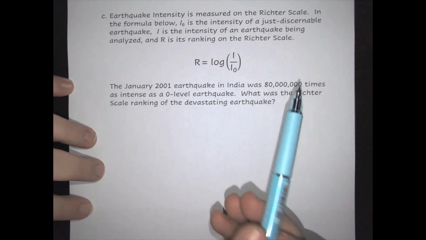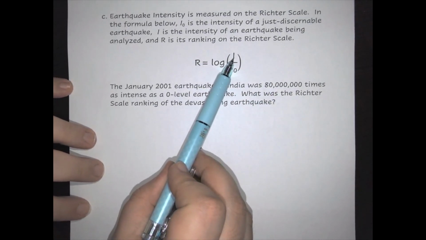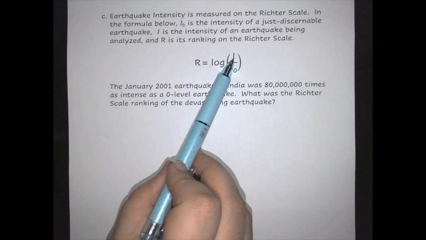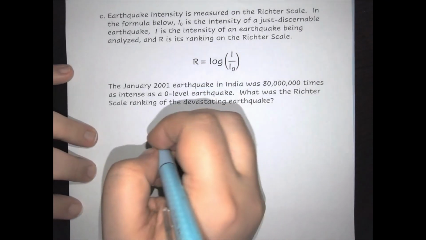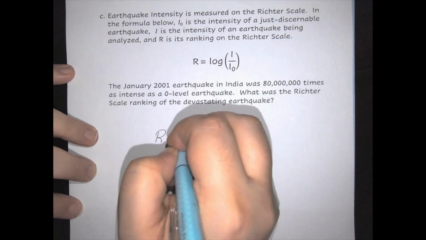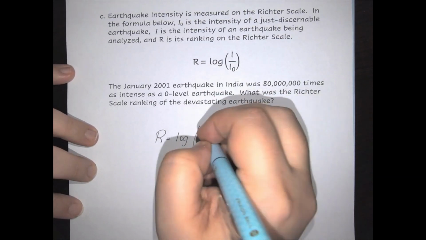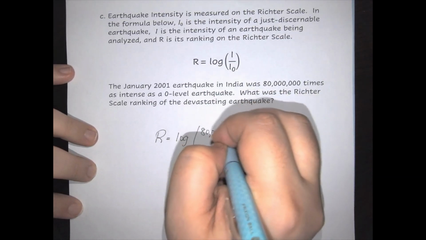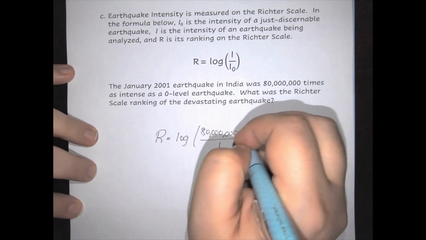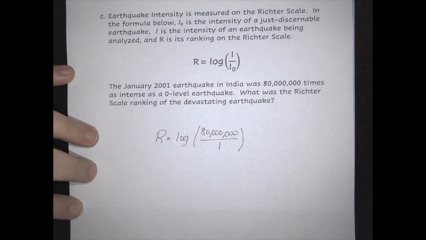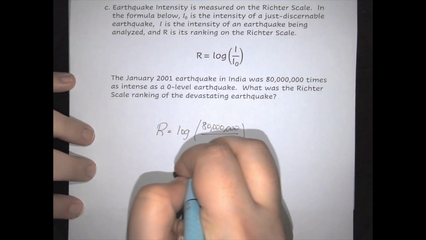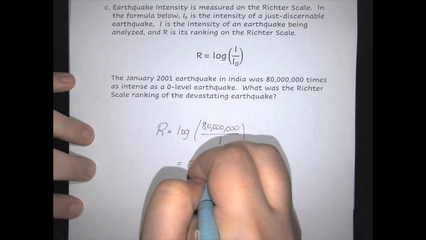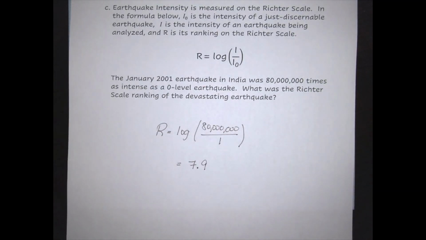When we're talking about I, this is going to be the intensity that was measured, for example your 80 million times more. And I naught is your zero-level earthquake. So here, R is the log of 80 million over 1. Here you would simply use your calculator, and you would find out that this was a 7.9 earthquake on the Richter scale.